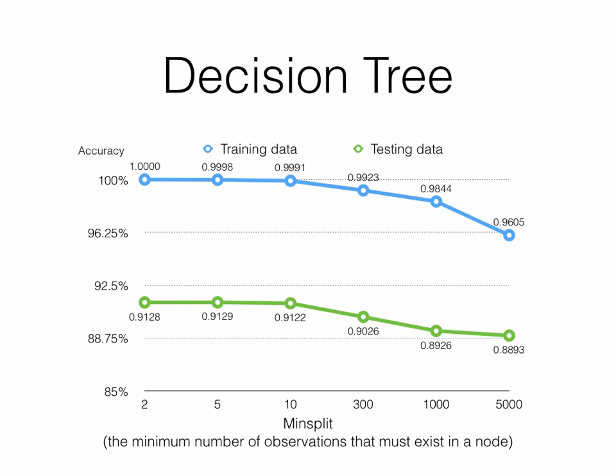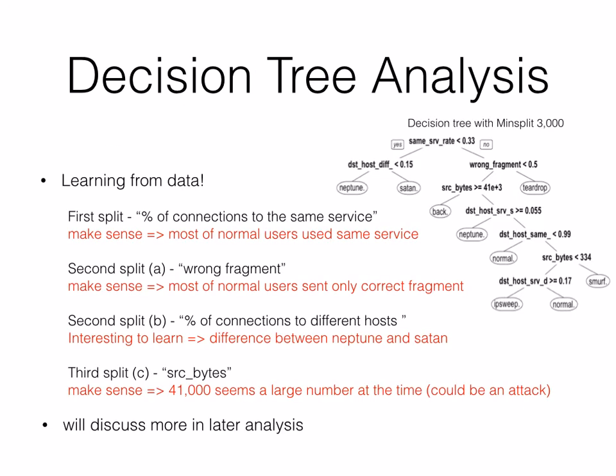As a result, we can see that when minsplit equals 5, we have the best performance among all the other parameters. This is very interesting. I found that when I did this project, because you're not only using your domain knowledge to solve the data science or machine learning problem, you're also learning from the data. So what do I mean? Let me share my screen with you.